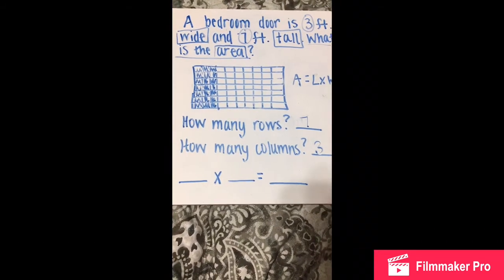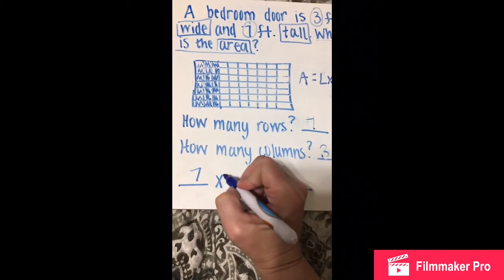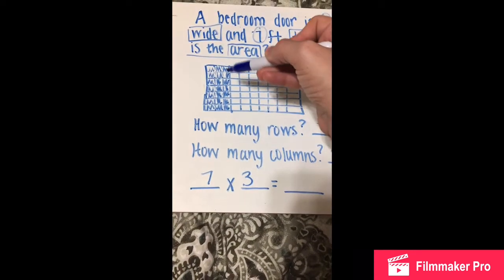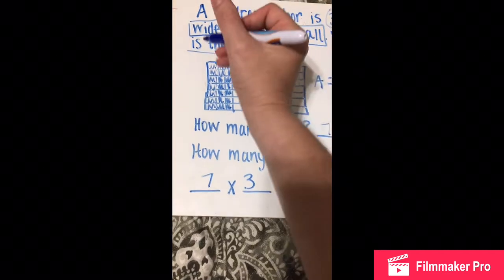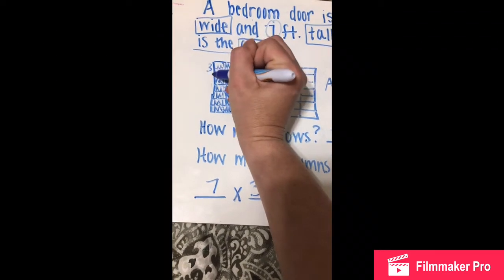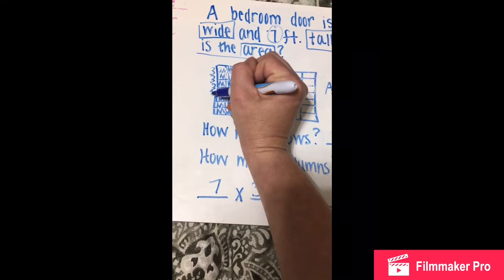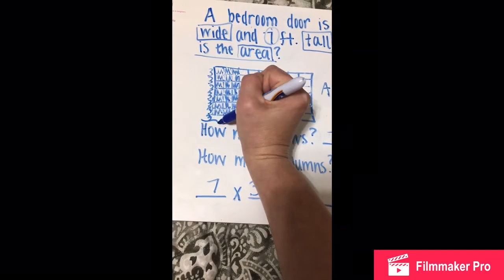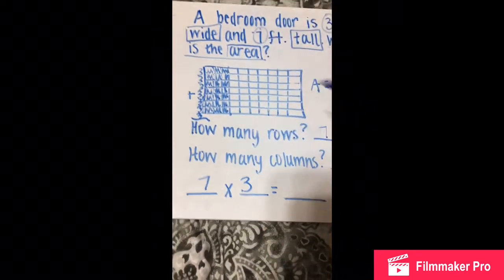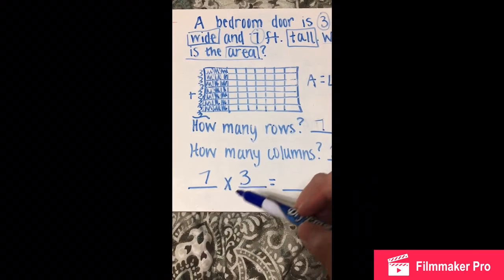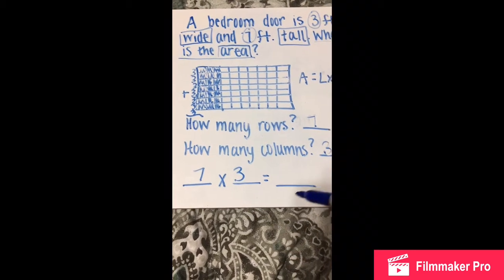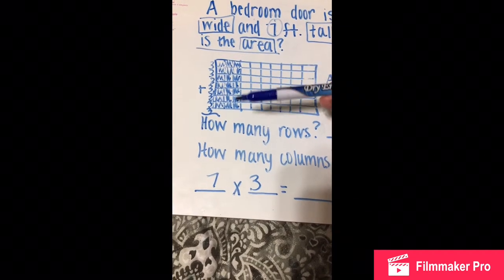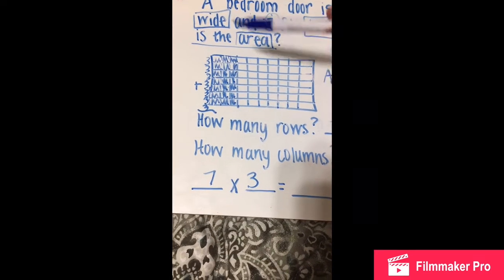So to solve this, I'm going to do 7 times 3 to get my area. I can count up all of these square units, or I can do repeated addition with adding up 3 7 times. Or I can make 7 groups of 3 and put those 3 dots into each of those groups and count up all my dots. But since you've already filled this in, you can just count up those square units. And if you do that, you'll see what you get.